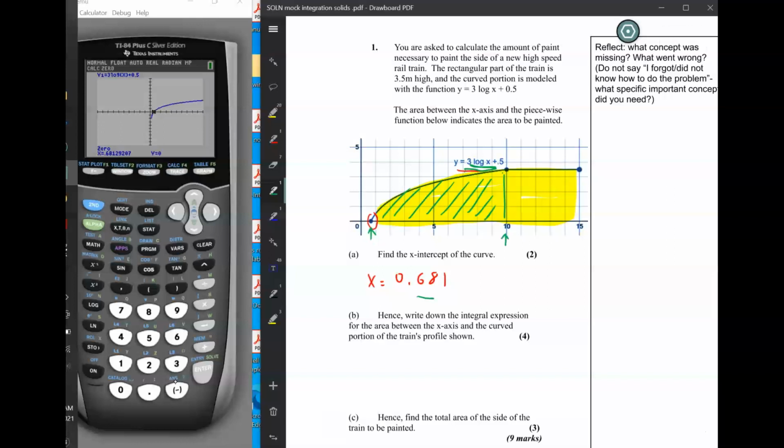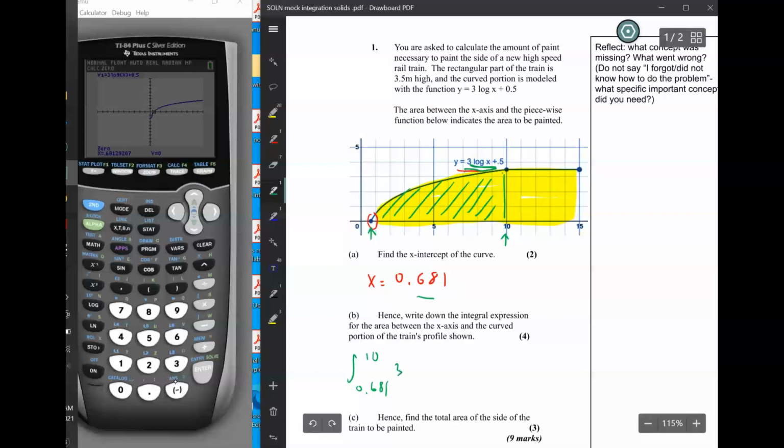Okay, so let me write out the integral expression. Remember, the integral expression starts with this long s on the left side. The left boundary goes here, 0.681. The right boundary goes on top. It's 10. And then inside, I'm going to put the function, which is 3 log x plus 0.5. And then how do I end this mathematical sentence? I put dx at the end. And when you put this in the calculator, you actually put parentheses around it, but in normal math notation, the parentheses are not necessary. Okay?